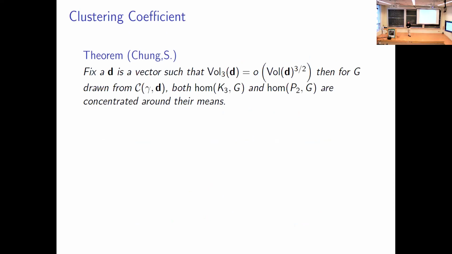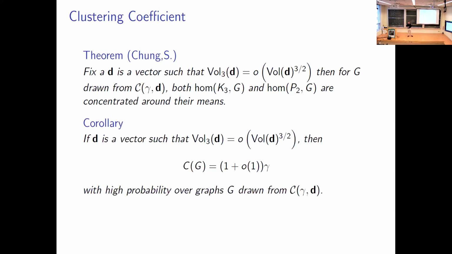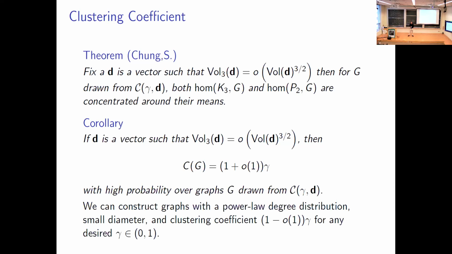Well, one, we can actually prove concentration for all of these subgraph counts. That's one of the corollaries of our general theorem. And second of all, here's the clustering coefficient, simply the ratio of triangle counts to paths of length 2, which says that with high probability, my clustering coefficient is exactly gamma. Or maybe another way to advertise this: pick your degree distribution, pick your clustering coefficient, and we can build a graph that has them.